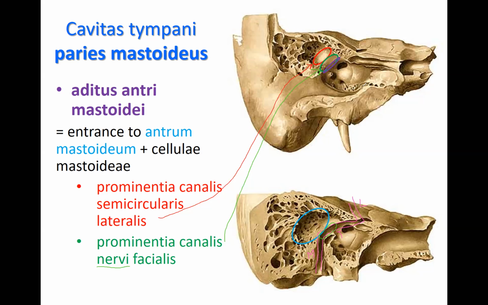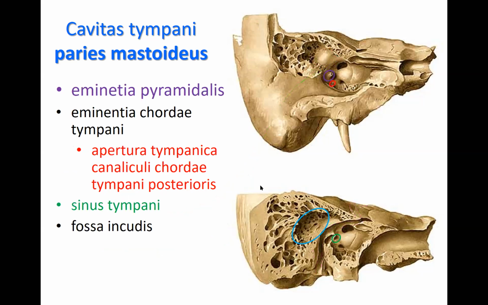So we can move on. And now below we find some smaller structures. One of them is the pyramidal eminence. And the pyramidal eminence is a hollow cone, yeah, it looks like a volcano, and inside this hollow cone we have the belly of the stapedius muscle, and the tendon of the stapedius muscle then goes out and is attached to the neck of the stapes. So the majority of the muscle is hidden inside this pyramidal eminence. And here we can see the cut of the pyramidal eminence. Yeah, you can see the hollow cone here.